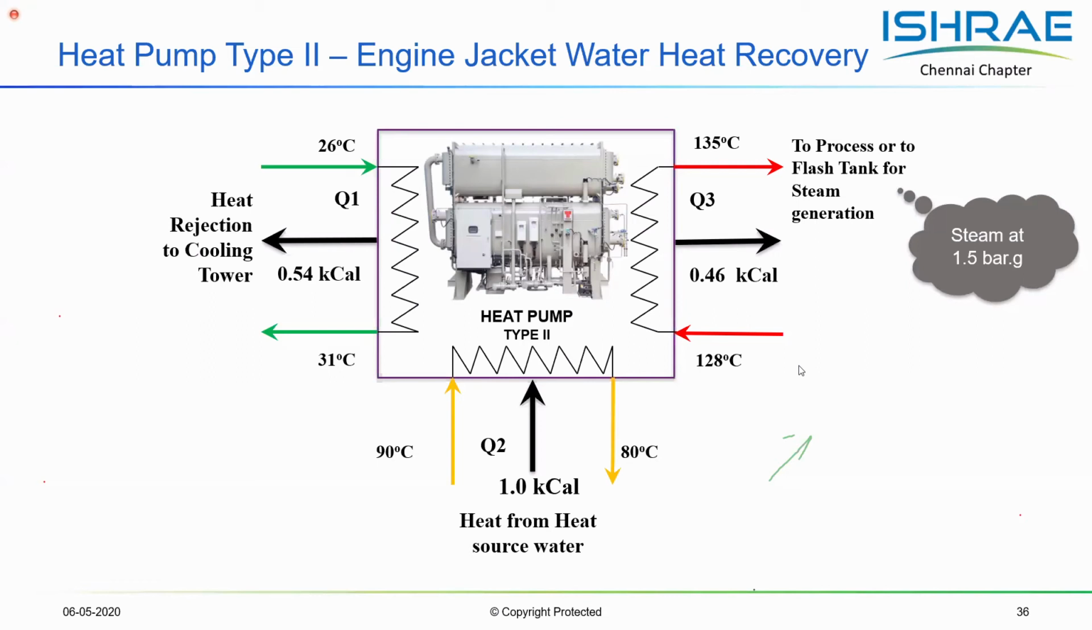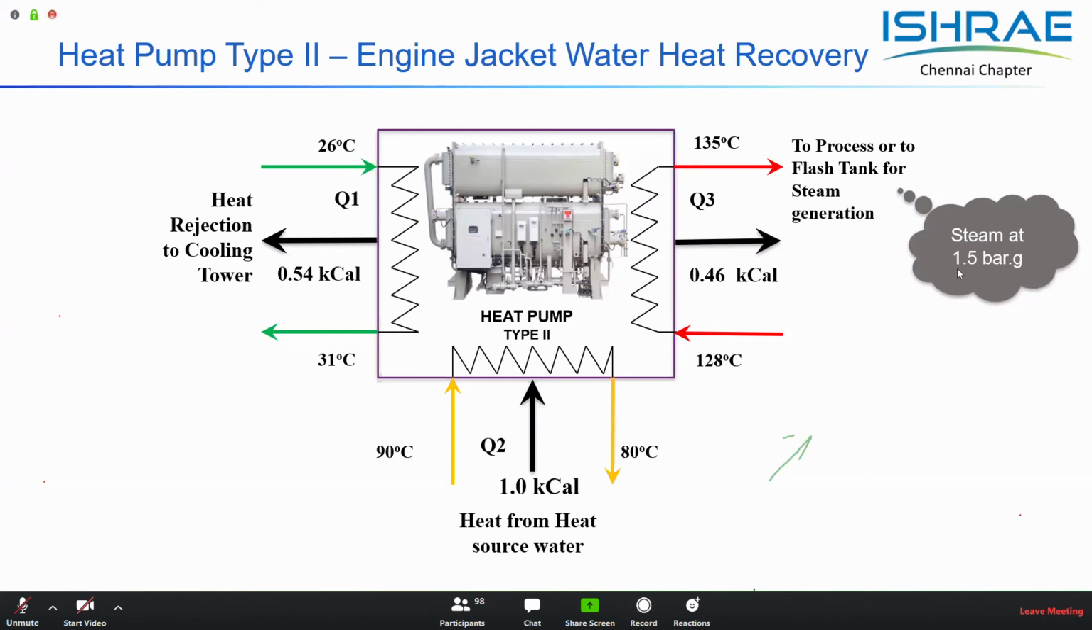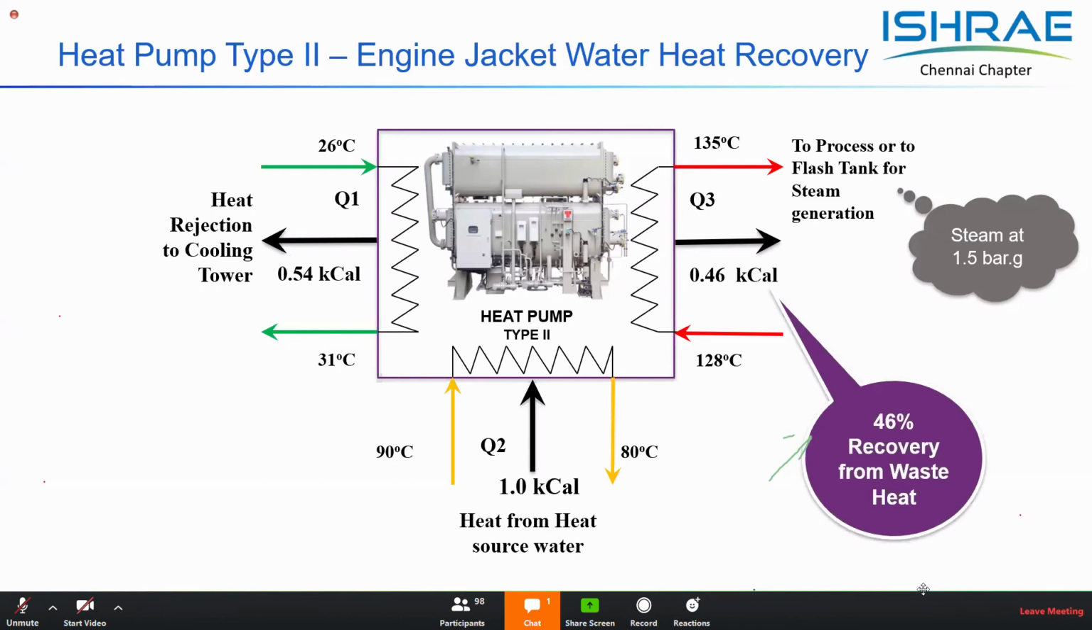Many industries have heating requirements at higher temperatures, where the waste heat may not be of any use. So you can upgrade the heat to higher temperatures by using a heat transformer and still recover at least a sizable chunk of the waste heat. So 46 to 50% is the recovery potential.